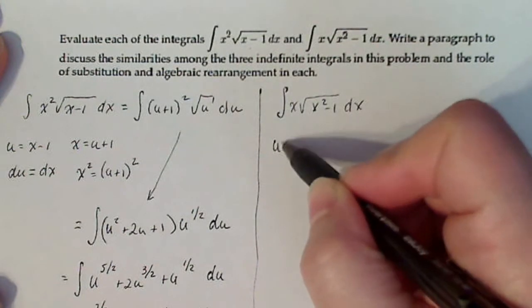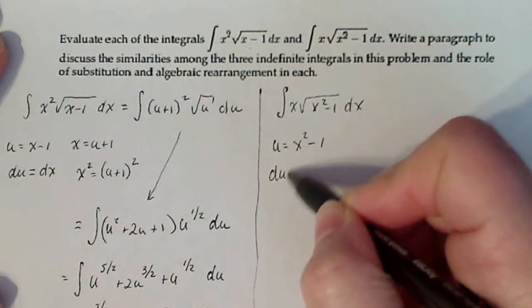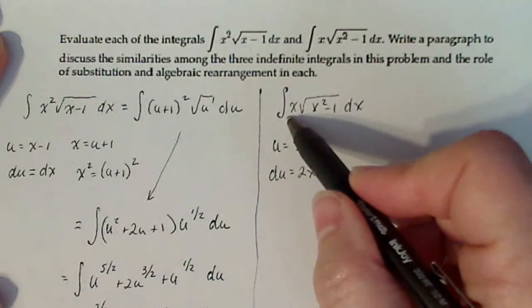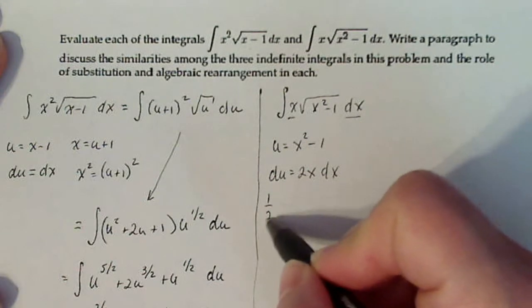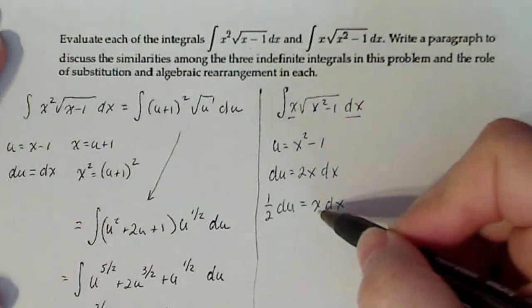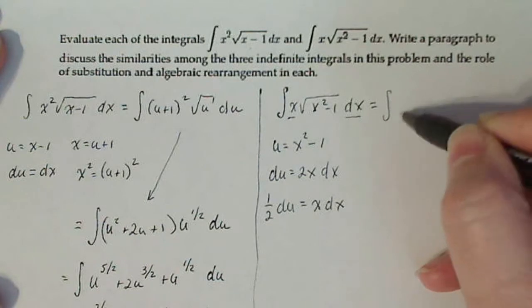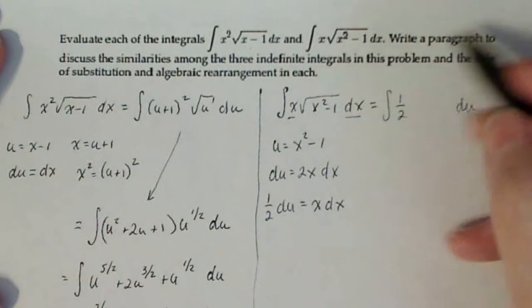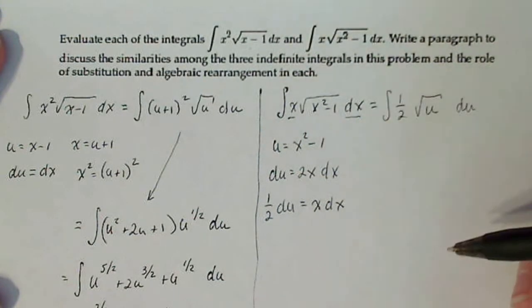Well, again, in typical fashion, I'm going to let u be the value under the radical. Then du equals 2x dx. Now I need a substitution for x dx, not 2x dx. So I divide both sides by 2, and I get a lovely substitution for x dx. So this is equal to the integral of 1/2 du, that's what x dx is, times the square root of u, which is what x squared minus 1 is.